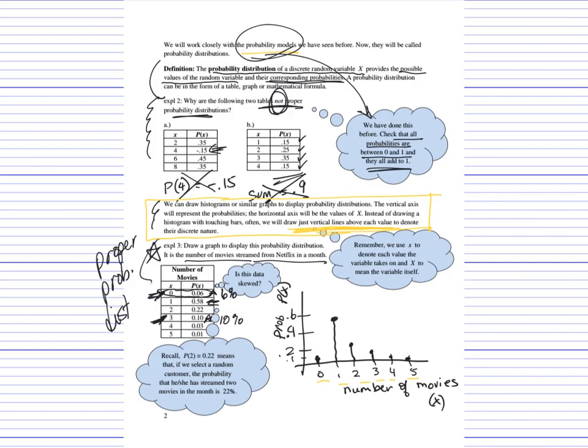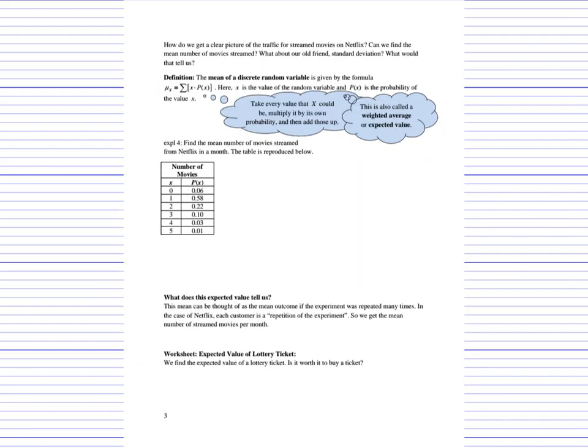Perfect. We get to some pretty neat parts of the statistics going on here. I want to know, what is the average number of movies streamed? Wouldn't that be a good thing for Netflix to know? And maybe we could think about standard deviation. What does standard deviation tell us about these numbers?